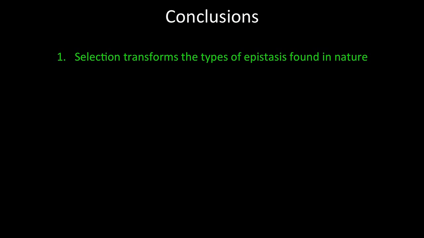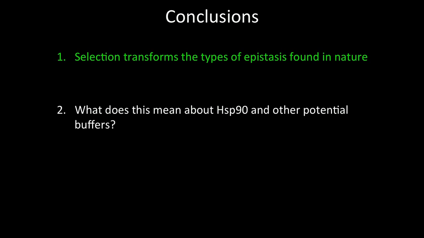So to conclude, the main message of this talk is that selection transforms the types of epistasis that we find in nature. You might be thinking, okay, well, what does this mean about Hsp90 and other potential buffers? So on one hand, I think it means that Hsp90 is not, strictly speaking, a buffer. It does not buffer the effects of new mutations. It does not tend to.